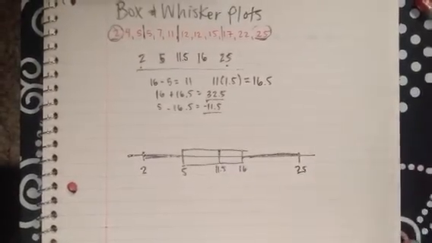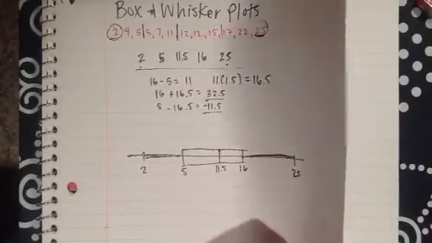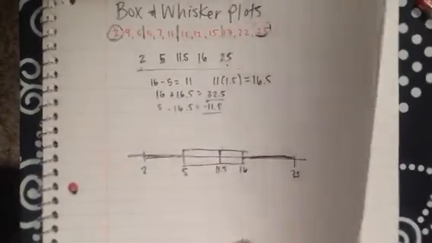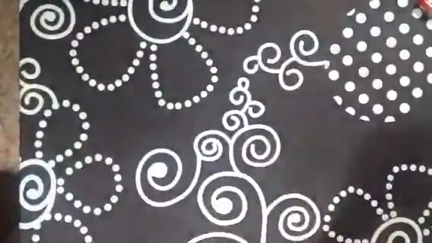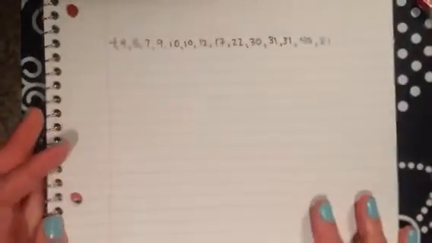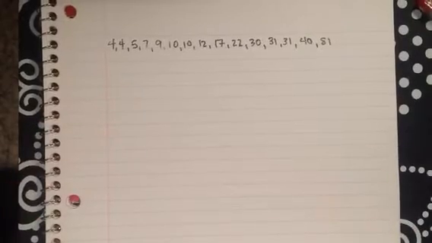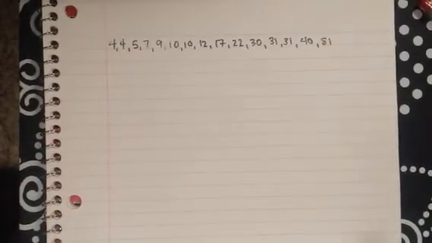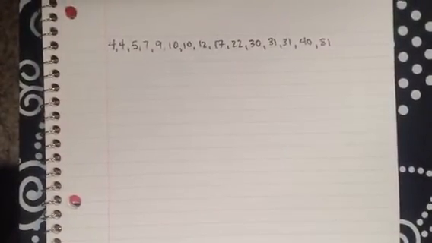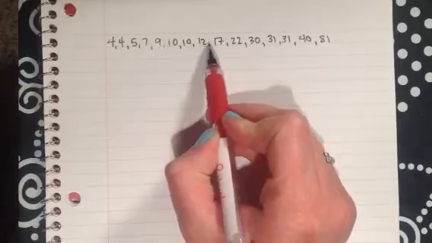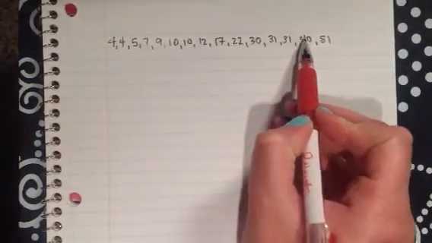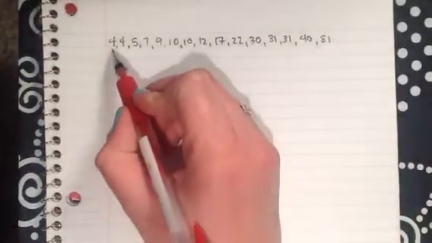Let's try one more just to make sure we've got it. I can turn the page to this new set of data. Okay, using this new set of data here, let's make another box and whisker plot. So again, I'm going to start by finding my 5-number summary. To do that, I go ahead and find the middle of the numbers. Let me count how many there are. 1, 2, 3, 4, 5, 6, 7, 8, 9, 10, 11, 12, 13, 14, 15 of them. So the 8th one would be the middle.